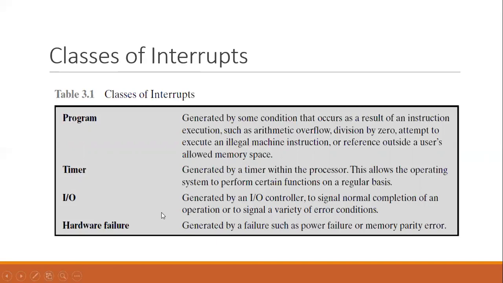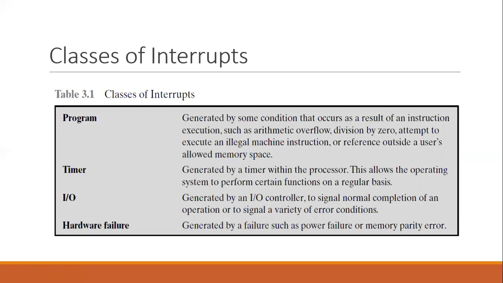Next point is I/O interrupts. These are generated by an I/O controller to signal normal completion of an operation or to signal a variety of error conditions. When we are talking about I/O, I/O means your input-output devices. So it can be some kind of error in your mouse, or some kind of error in your keyboard, or in case of output devices, if your printer is switched off, an interrupt will be generated.